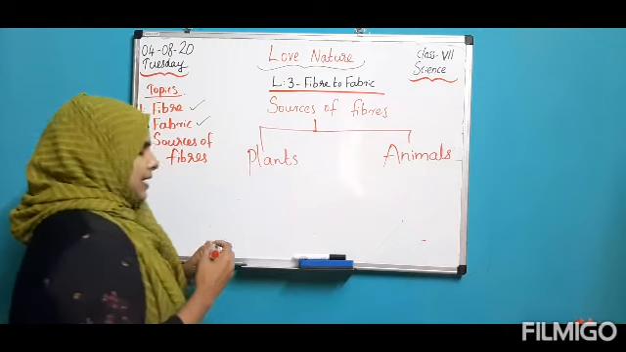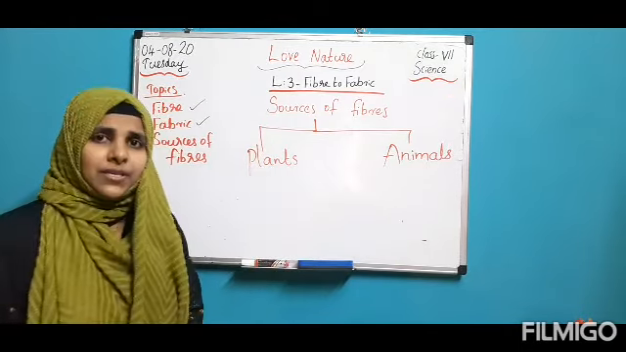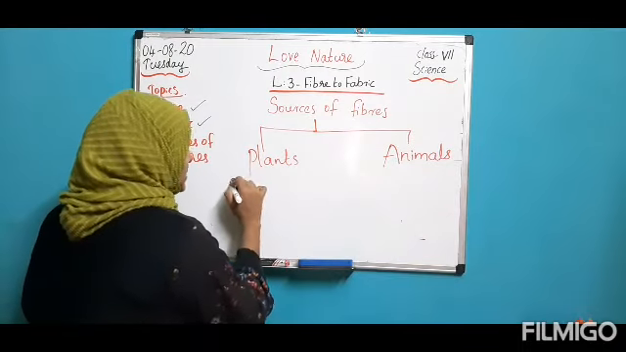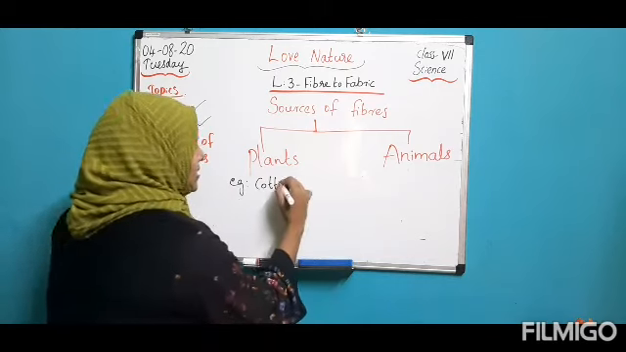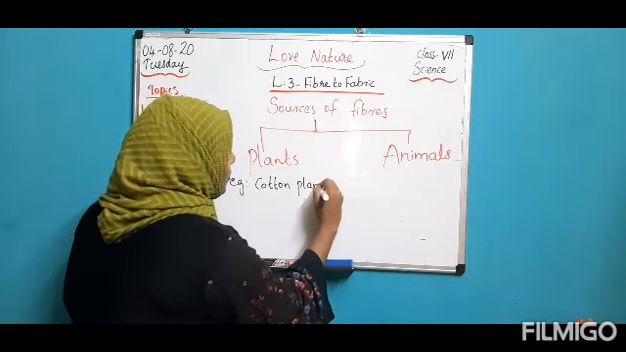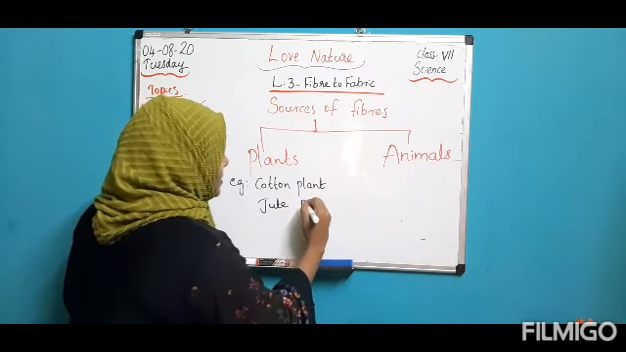Then from plants, what are the different plants giving fibers? Cotton plant, right? Example, we can write it as you already learned in your lower classes. Cotton plants give cotton fiber. Then jute plant gives jute fibers, right?